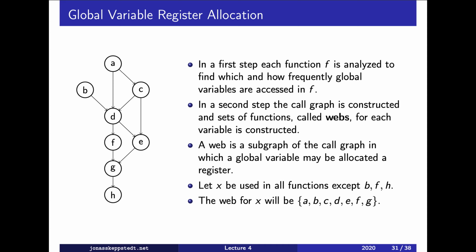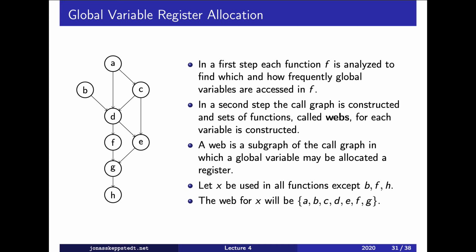This is an example of doing global variable register allocation, and it is based on a paper by researchers from Hewlett Packard. The first step is to analyze each function to see which global variables are read and written there, and how many times.